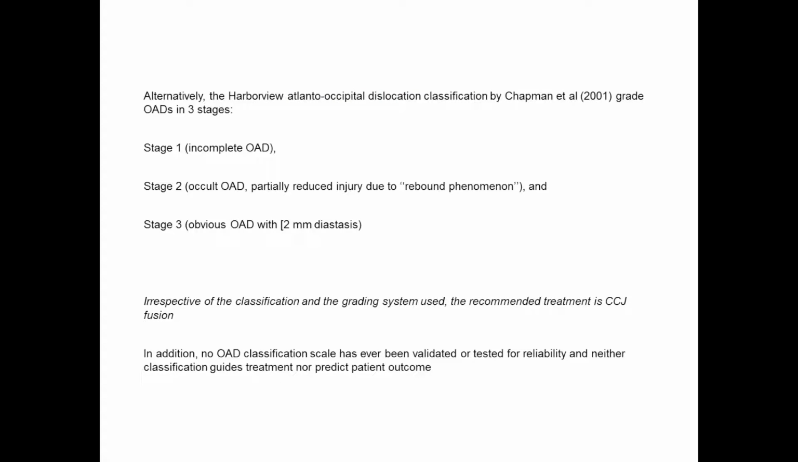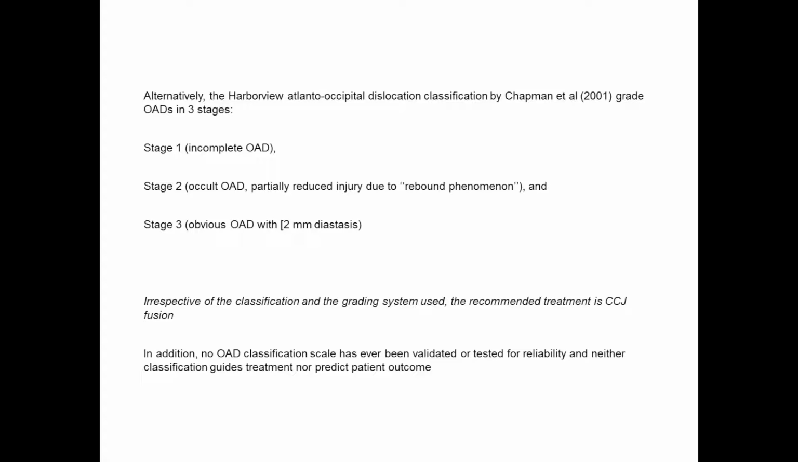There's another classification that came out, the Harborview Classification, in 2001. And this makes more sense to me. This has 3 stages, where stage 1 is an incomplete dissociation. Stage 2 is an occult dissociation, partially reduced with this rebound phenomenon. And stage 3 is an obvious occipito-atlantal dissociation with more than 2 millimeters of diastasis.